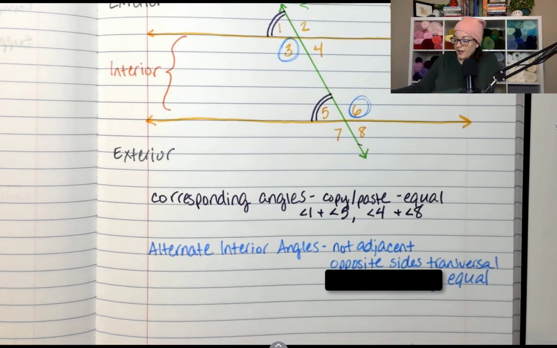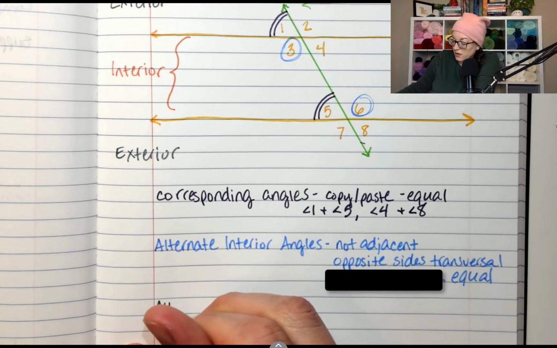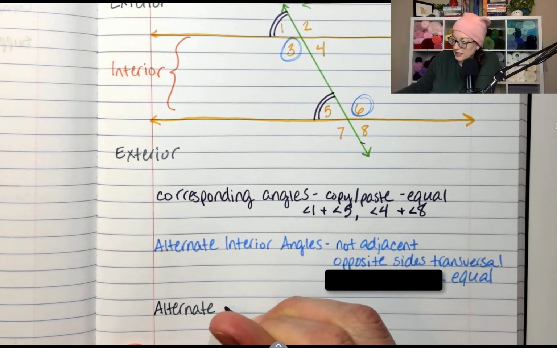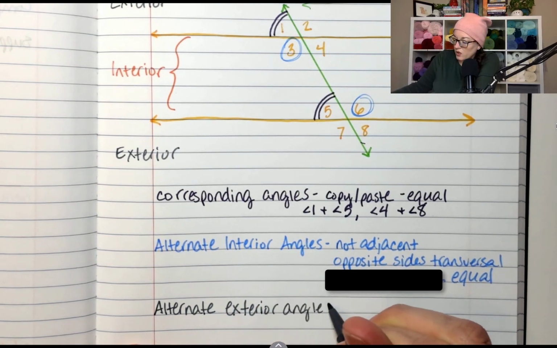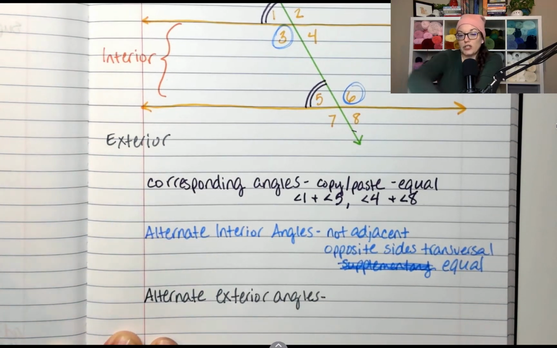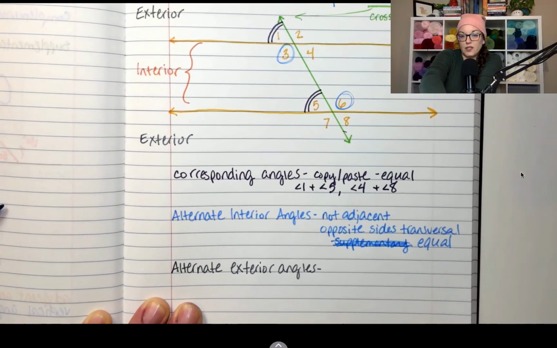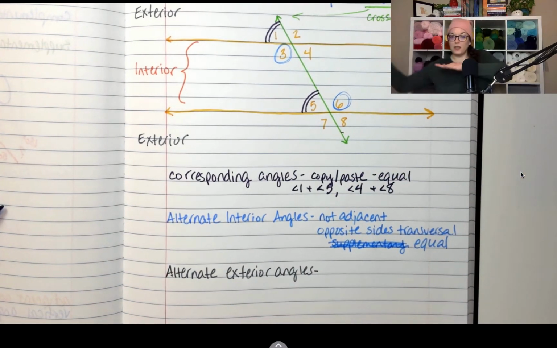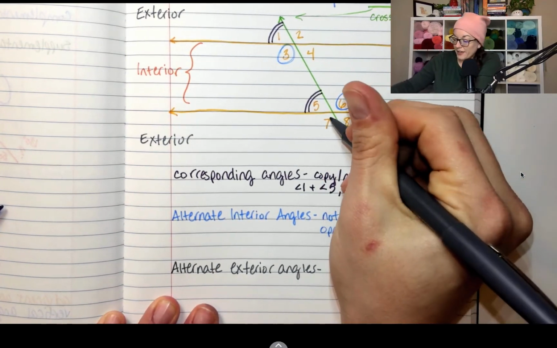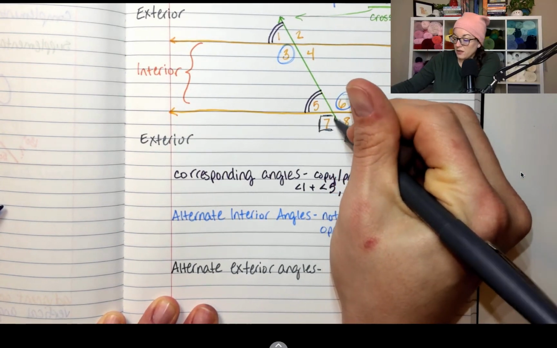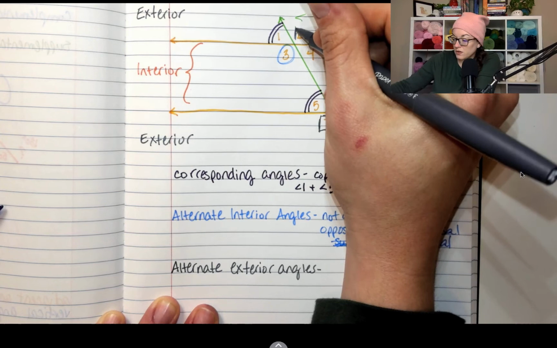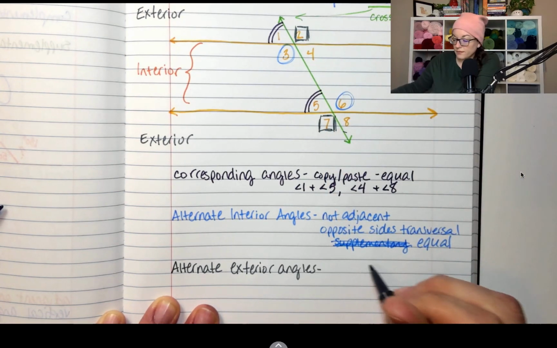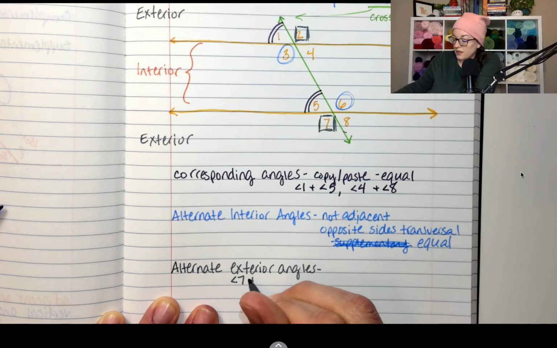Alternate exterior angles. So just like alternate interior angles, where we're inside, exterior angles are on the outside, and they're left and right. So alternate exterior angles would be like 7 and 2. So an example here is angle 7 and angle 2.